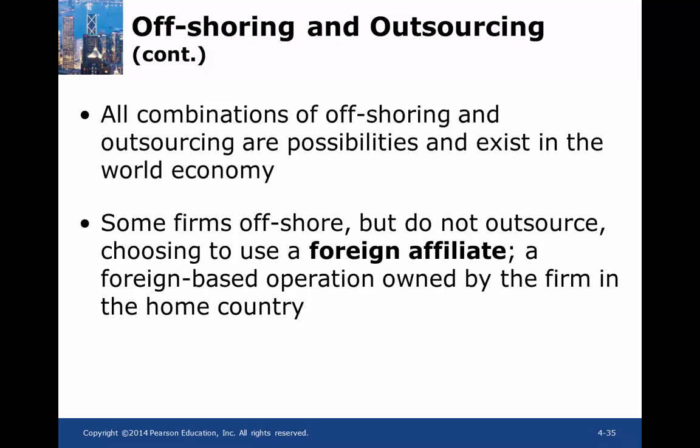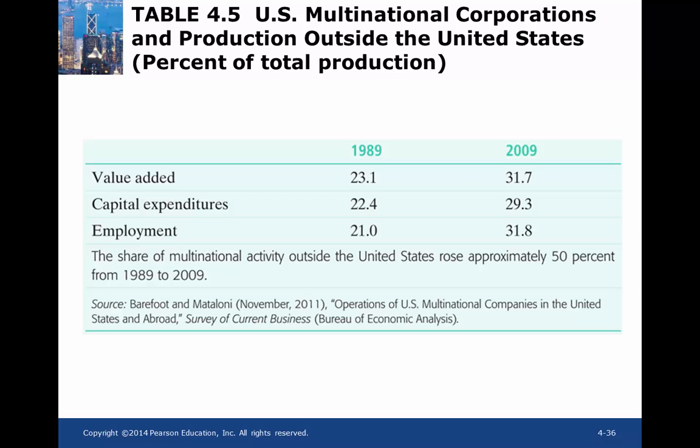Offshoring and outsourcing, continued. All combinations of offshoring and outsourcing are possibilities and exist in the world economy. Some firms offshore but do not outsource, choosing to use a foreign affiliate, a foreign-based operation owned by the firm in the home country.